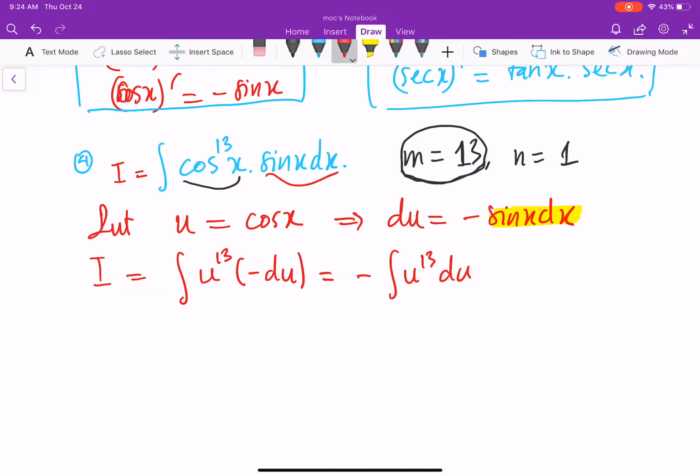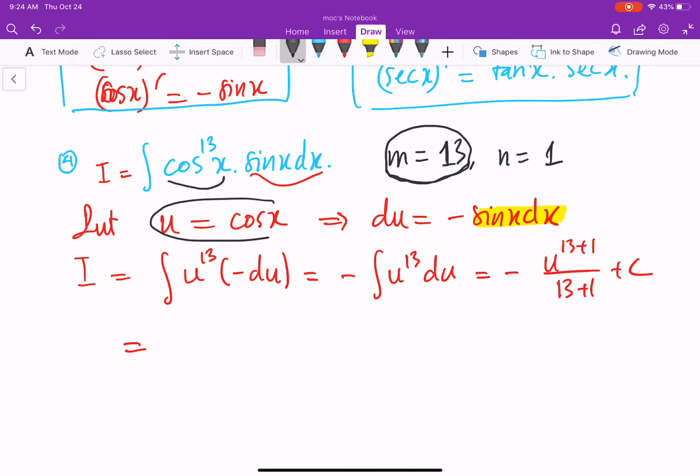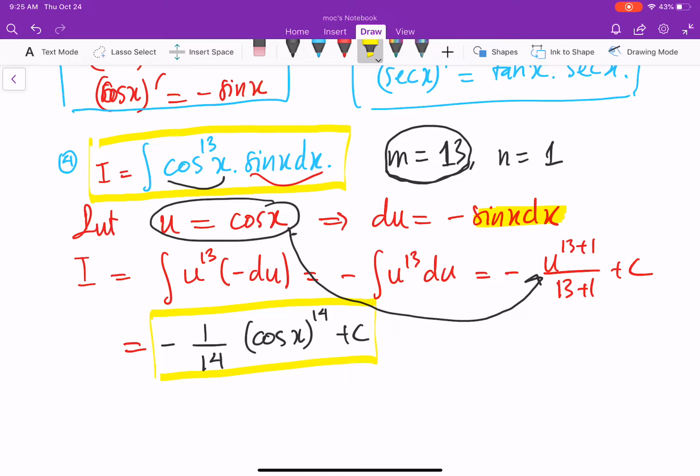You use the power rule of integrals. You have negative u to the 13 plus 1 over 13 plus 1 plus c. And you have to plug your substitution back in to get the final answer. So you have negative 1 over 14 times cosine of x to the 14 plus c. You know, this is pretty easy, right? When you have odd and odd powers.